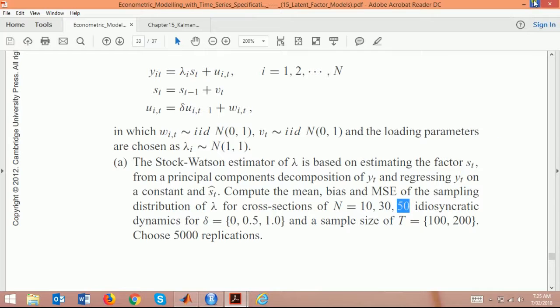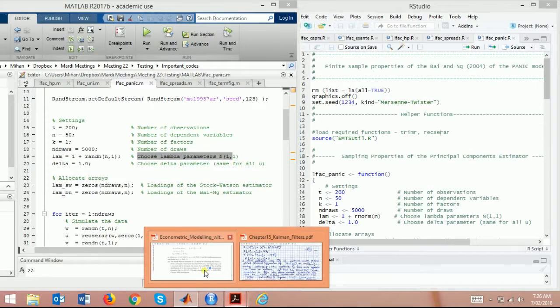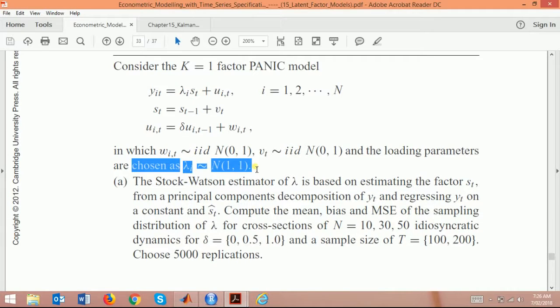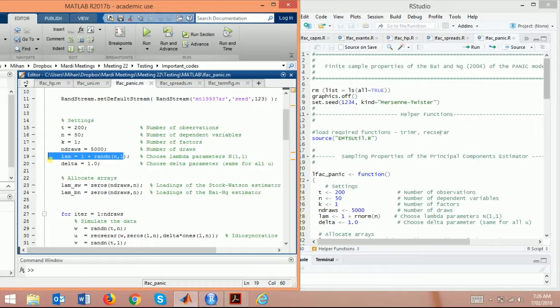Okay, so starting with testing with n equal to 50, k equal to 1 factor, number of draws 5000 replications, lambda is 1, choose lambda parameters n by 1. We are choosing lambda parameters to be loading parameters. Factor loading is 1. So 1 plus a random number of n rows, 1 column. So basically it is growing up by 1 with the random number generated. So randomly generating this.